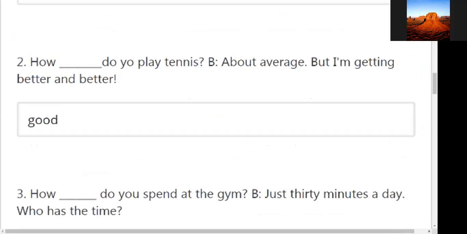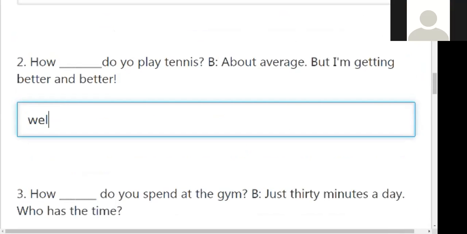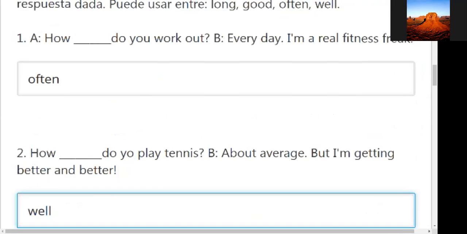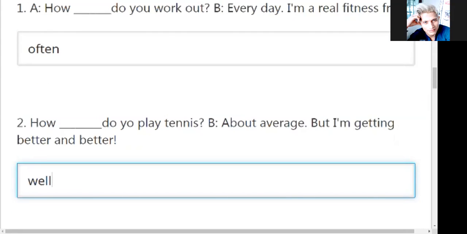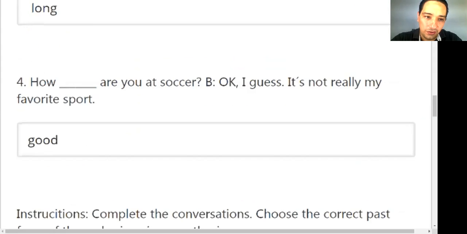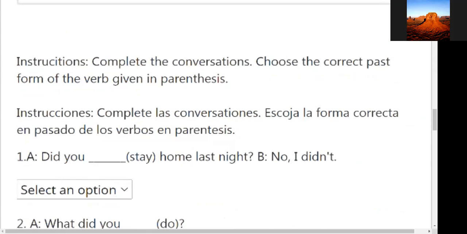Up here is well. Yes, over there is well. How, number one, well. Number two is well. Yes. How well do you play? Okay. How well do you play tennis? How good are you? Always before the verb to be comes good. How good are you at soccer? Exactly. How good, really good.